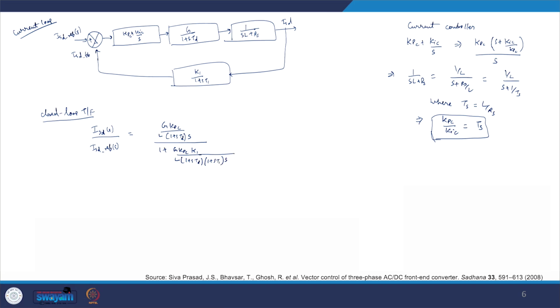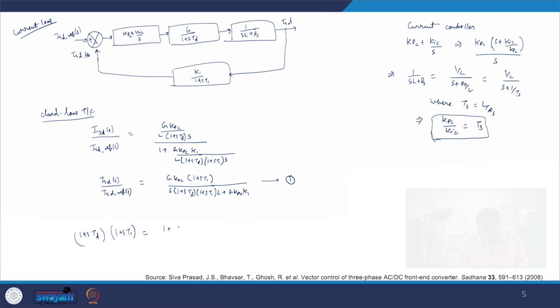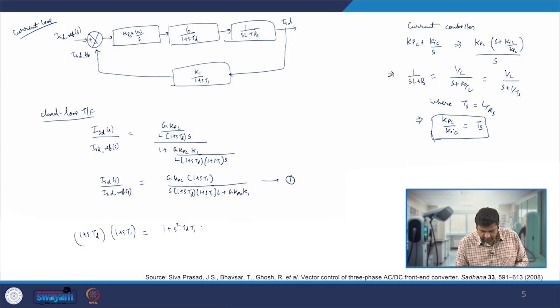Now when we simplify, what we obtain is Id(s) by Id reference(s) equals G Kpc times 1 plus ST1 divided by S, 1 plus STd multiplied by 1 plus ST1, L plus G Kpc K1, and let us define this as equation number 1. In equation number 1, we have 1 plus STd, 1 plus ST1. So I can write this as 1 plus S square TdT1 plus S(Td plus T1).